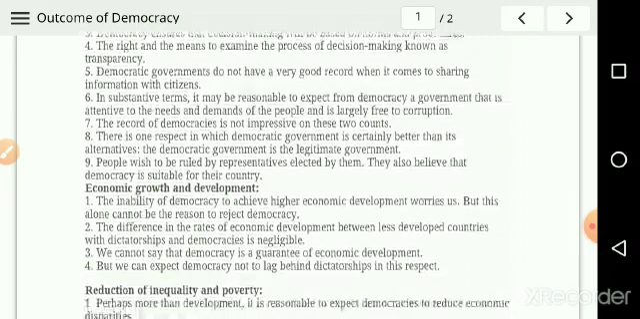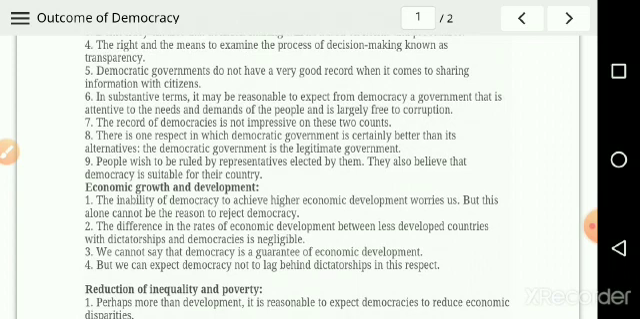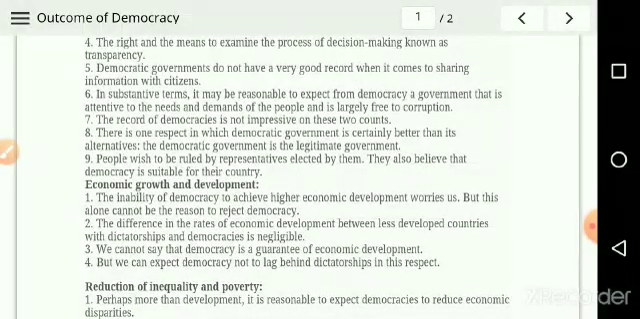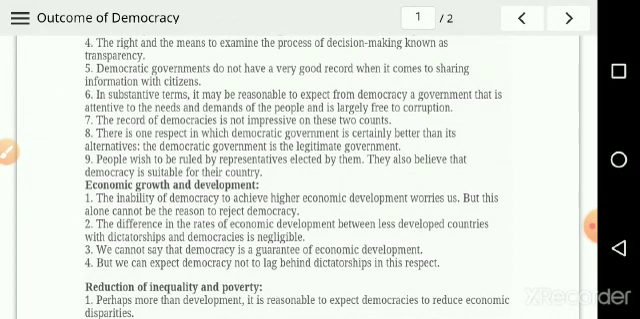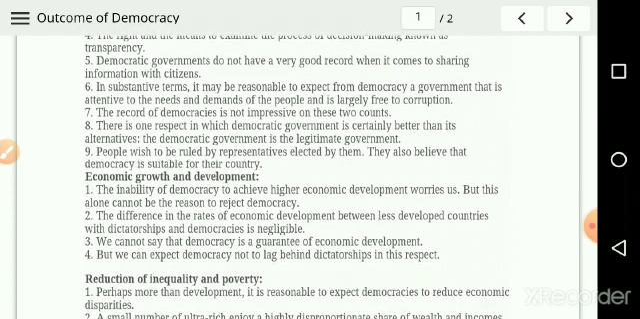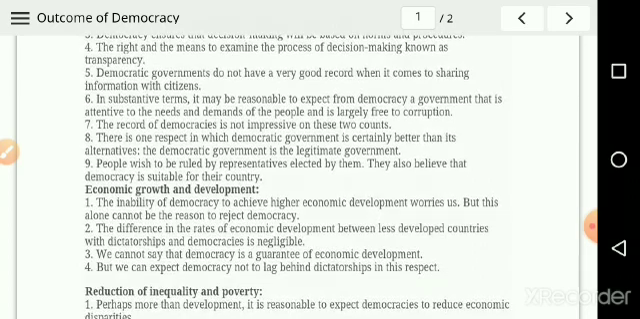Then in substantive terms, it may be reasonable to expect from democracy a government that is responsive to the needs and demands of the people and largely free of corruption. In reality, it should be more responsible to the people, and the government should make alternative arrangements according to the demands of the people. At the same time it should be free from corruption.